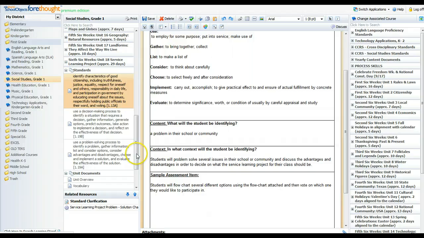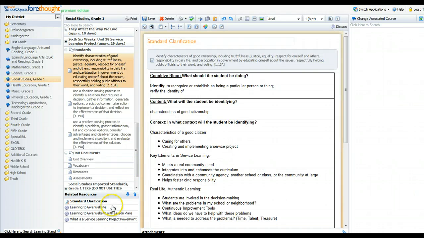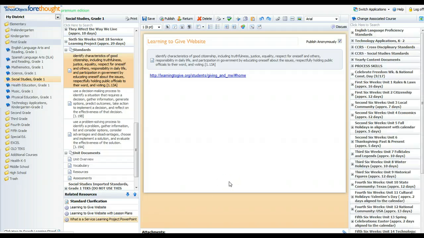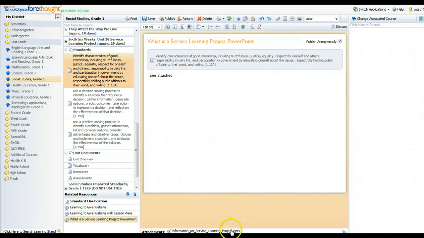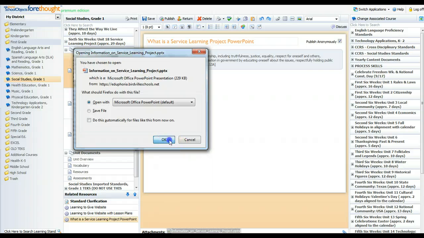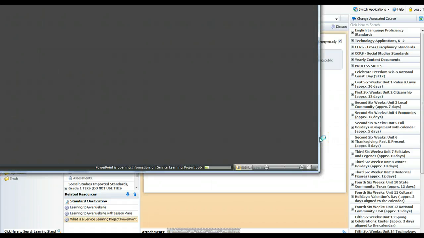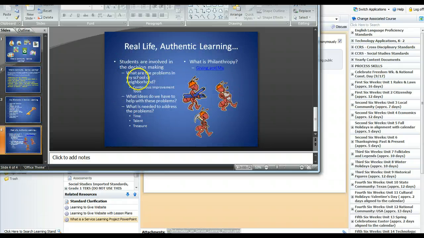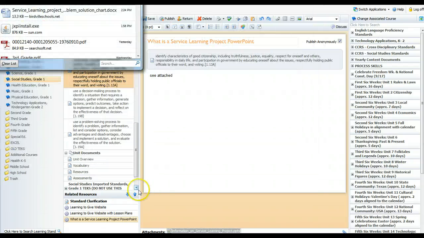Now when we go up to that top one, I just want to also tell you I have websites here with lesson plans, and I even have a What Is a Service Learning Project PowerPoint. This might be something that you want to use as you're going through what ways you want to talk about service learning. It's a short PowerPoint, but it does go over it. It's already made for you. It's something that you can use.